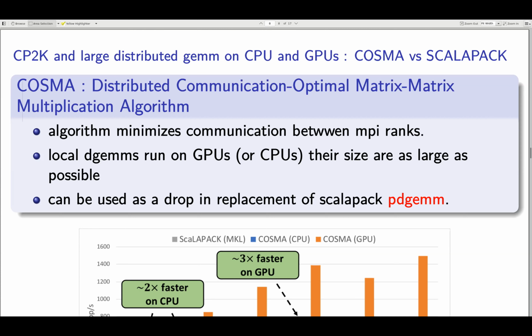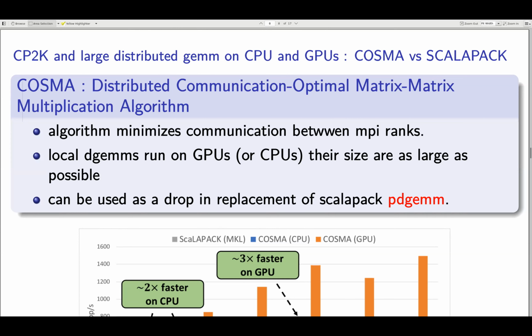The last aspect of it was we didn't want to reshuffle all CP2K code, so we tried to minimize the amount of CP2K code we had to modify. And to do that, we developed an interface that just replaces the PDGEMM call by the equivalent COSMA call.